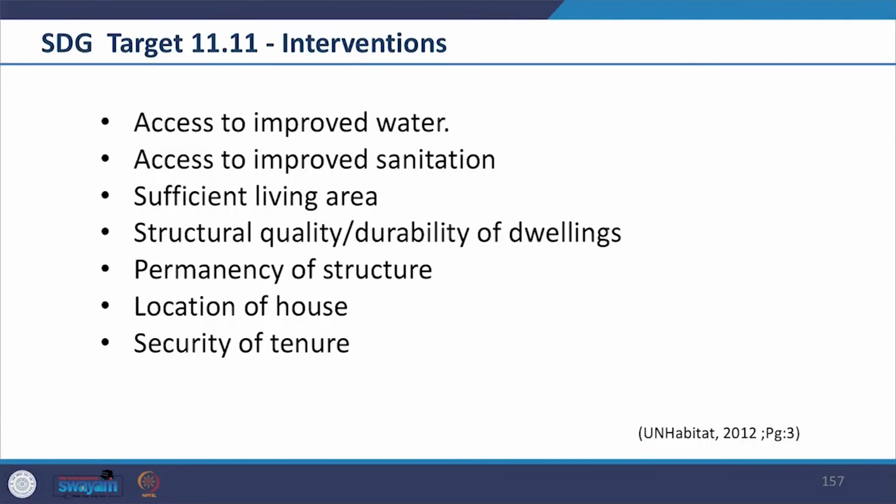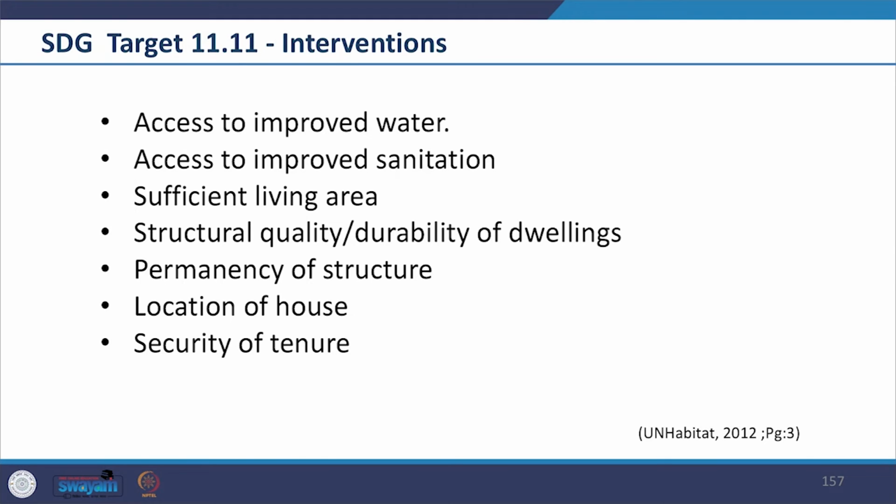Further, in order to meet target 11.1 of the SDG, the following interventions are monitored. We see that they look at access to improved water. A household is considered to have access to an improved drinking water source if household members use a facility that is protected from outside contamination, in particular from fecal matter contamination. So it's an important indicator. Then we see access to improved sanitation. Next, we see sufficient living area.